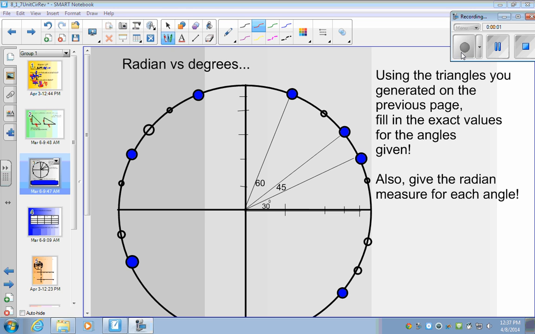I already did this, but I just wanted to do it again with you guys because I want to make sure you know where these things are coming from. So everybody has the exact values somewhere in your notes?